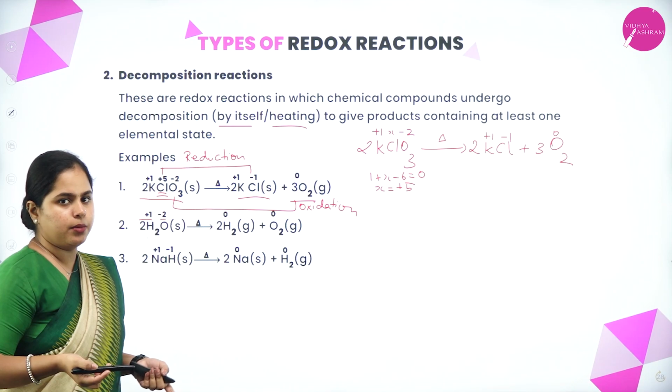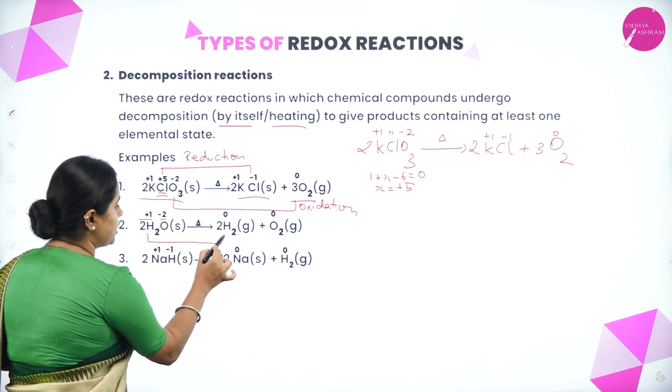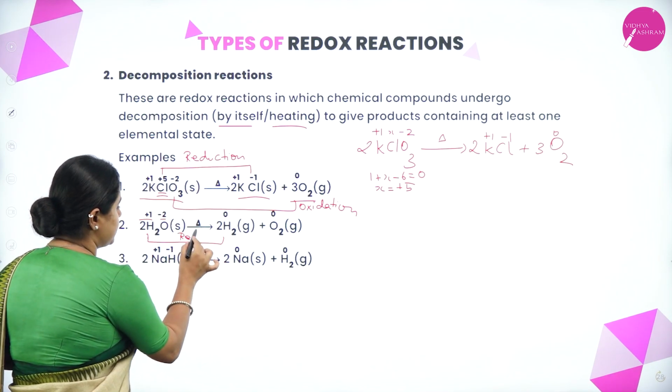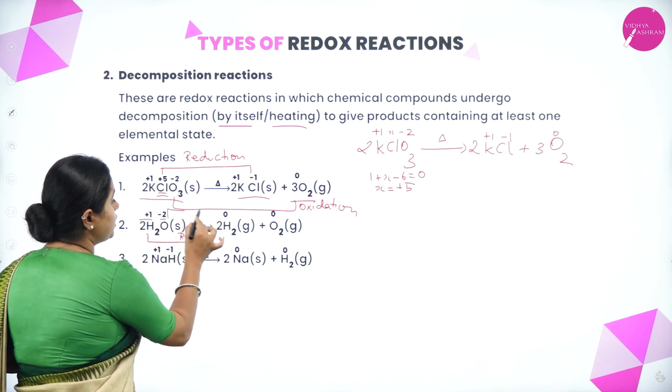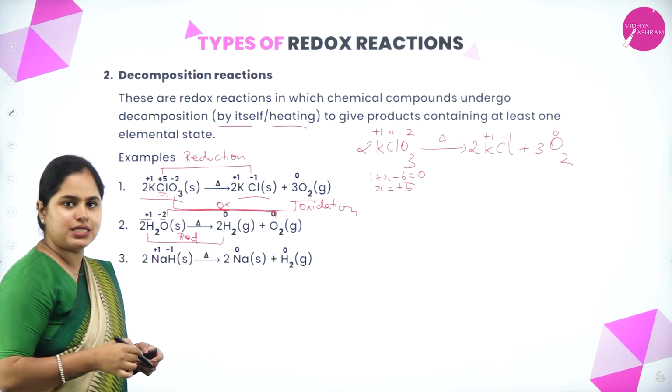Both of them are in their elementary state, so it is 0. So what happens? From +1, hydrogen has decreased to 0. So here reduction has taken place. And oxygen from -2 has increased to 0. So here what happens? Oxidation has taken place.